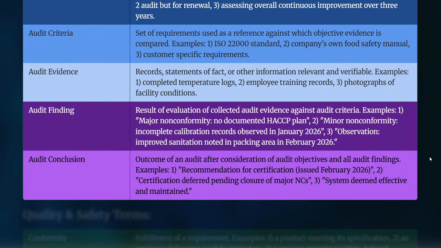And then you have audit conclusion. Audit conclusion is the outcome of an audit after consideration of audit objectives and all audit findings. Example, you have recommendation for certification issued February 2026, or certification deferred pending closure of major NC, or system deemed ineffective and maintained. Those are all examples of audit conclusions.